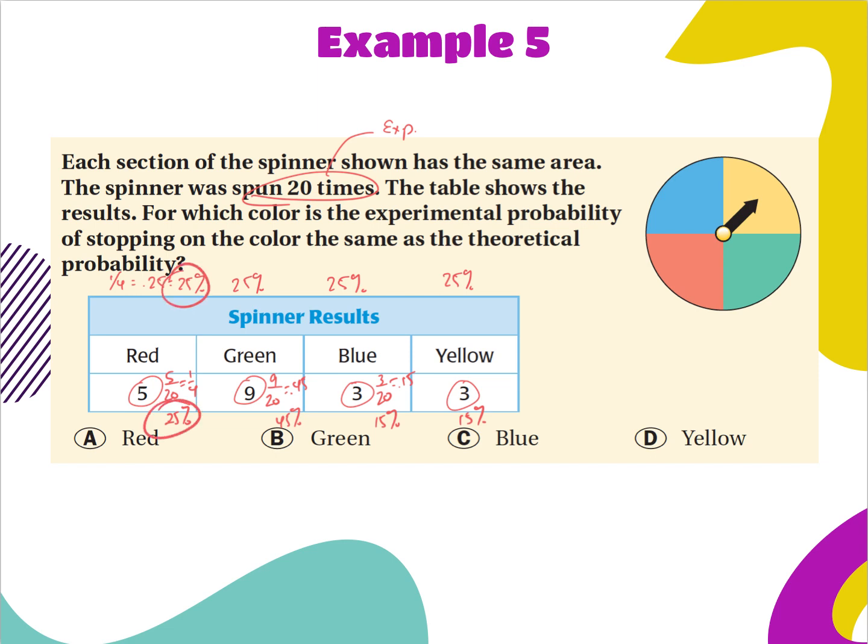So which one is the same as the theoretical? Red. Red occurred 25% of the time, which is what we would have expected in the theoretical. So the answer for this question is red.